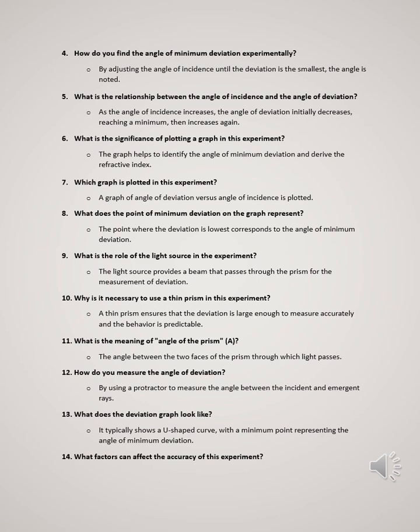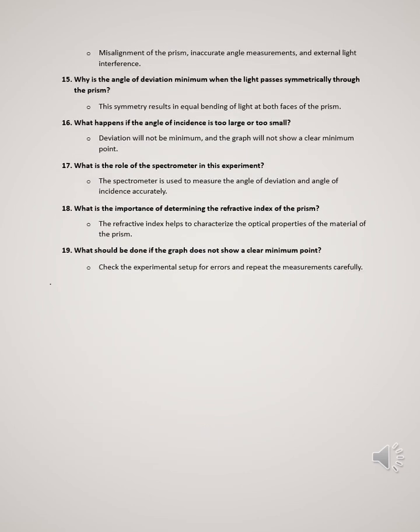14th question. What factors can affect the accuracy of this experiment? The answer is misalignment of the prism, inaccurate angle measurements, and external light interference. 15th question. Why is the angle of deviation minimum when the light passes symmetrically through the prism? This symmetry results in equal bending of light at both faces of the prism.